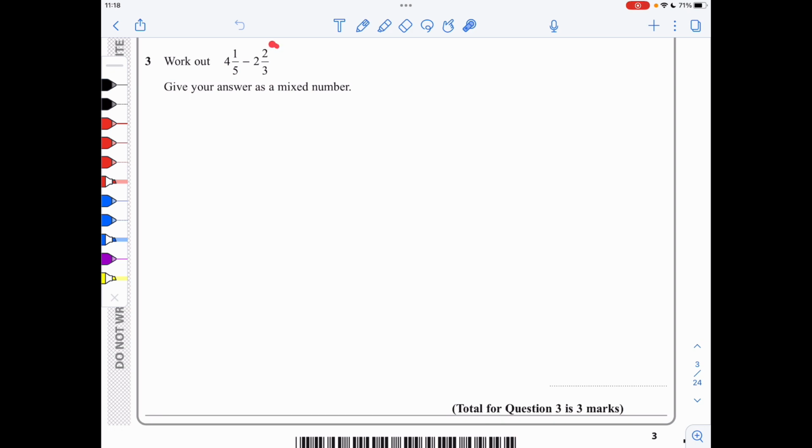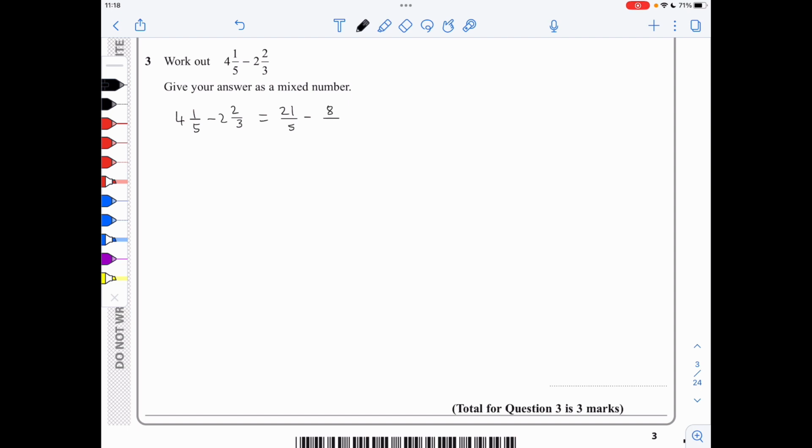In question 3, we are asked to work out 4 and a fifth minus 2 and 2/3, and we need to give our answer as a mixed number. So I will present 2 ways in which you can do this. The first way is by expressing everything as improper fractions. So it's 21 over 5 minus 8 over 3.